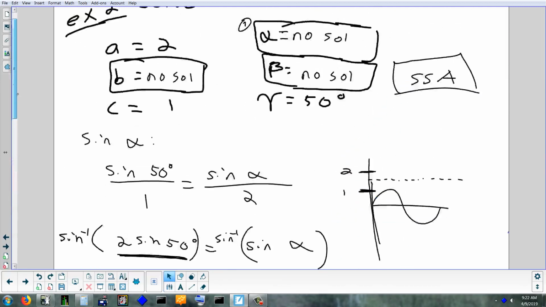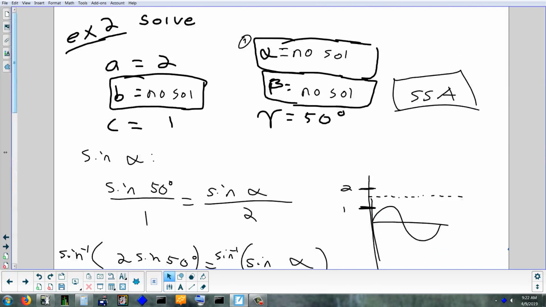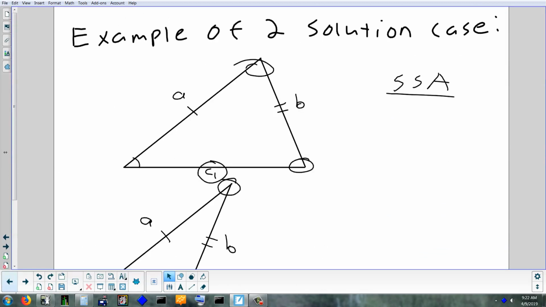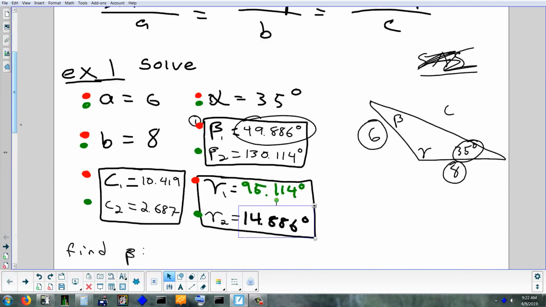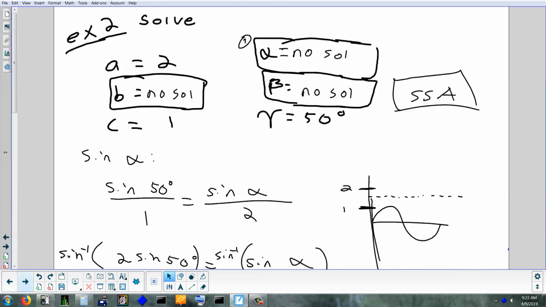So if we immediately see that it's side-side angle, we should automatically know everything's no solution? Nope. No, because you can have no solution, one answer, two answers. So we've done one of each case now. This last problem was side-side angle too. So this was a side-side angle that had 2 solutions. This was a side-side angle that had no solution. And then last night in the homework and in class, you did a side-side angle with 1 solution. So one of those 3 things could happen.